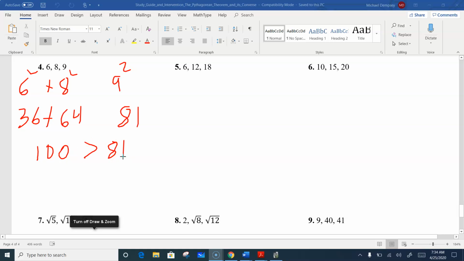So what kind of triangle do we have now? If those two smaller sides can be bigger than that third side, it's acute. That third side's not big enough to make a right triangle, so we'd have an acute triangle.